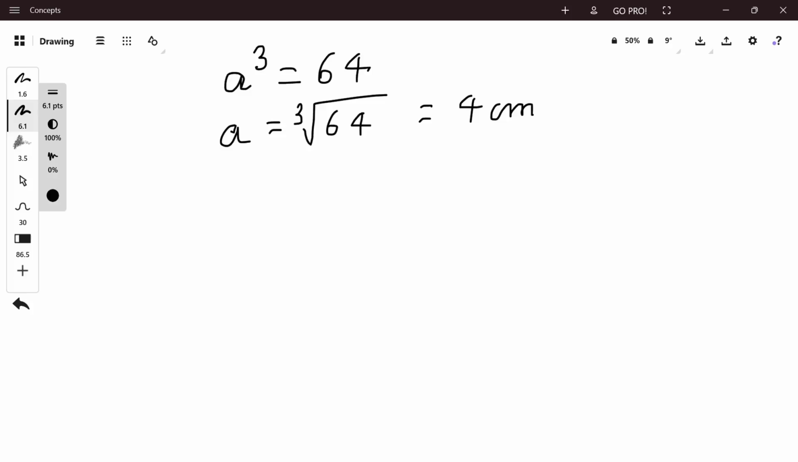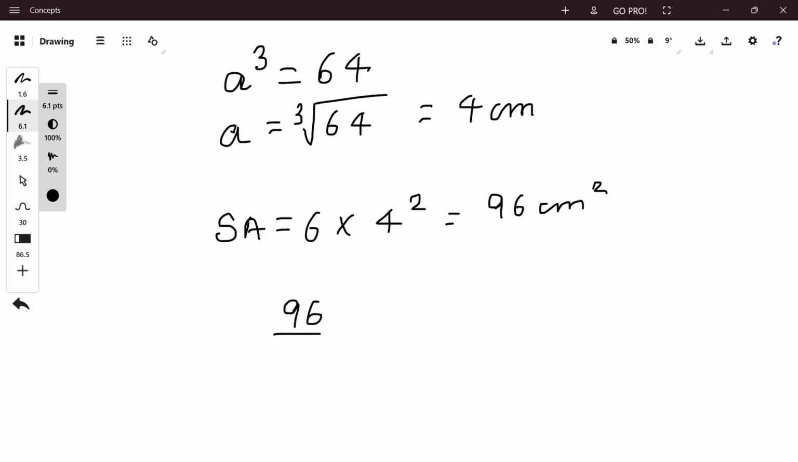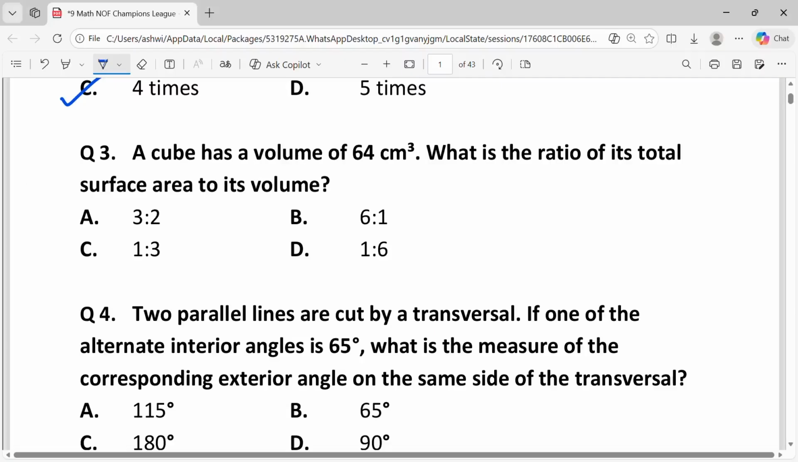The total surface area of the cube is given by SA is equal to 6A square. So SA is equal to 6 into 4 square. That is 96 centimeter square. The ratio of total surface area to volume is SA upon V, that is 96 upon 64, that is equal to 3 upon 2 or 3 is to 2. Comparing with the given options, the answer is A, 3 is to 2.